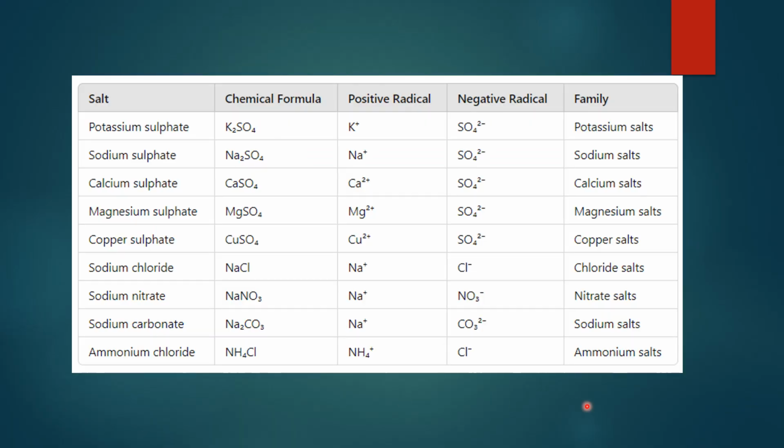This table elaborates all the answers of the previous question. तो हम इसमें डिस्कस करते हैं जैसे पोटेशियम सल्फेट है K2SO4 is the chemical formula. इसमें पॉजिटिव रेडिकल क्या है K+, नेगेटिव रेडिकल क्या है SO4 2-. तो ये कौन सी फैमिली हुई पोटेशियम सॉल्ट्स, राइट? So this way you can find out the answers for all the parts.